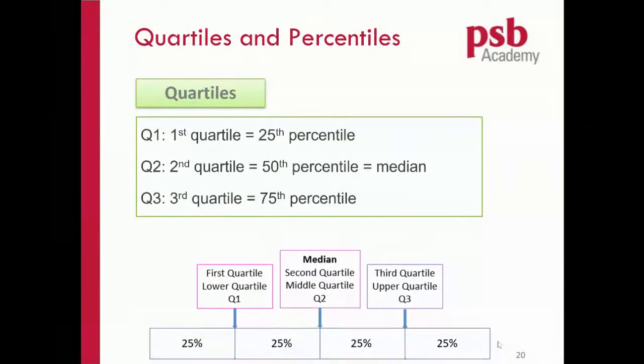So apart from the center, we also want to know other parts of the data. So remember, when you arrange your data from the smallest value, this is the smallest value, the minimum, and that is the maximum. If you arrange your data from the smallest value to the maximum value, the one right in the middle, we know it is called the median.